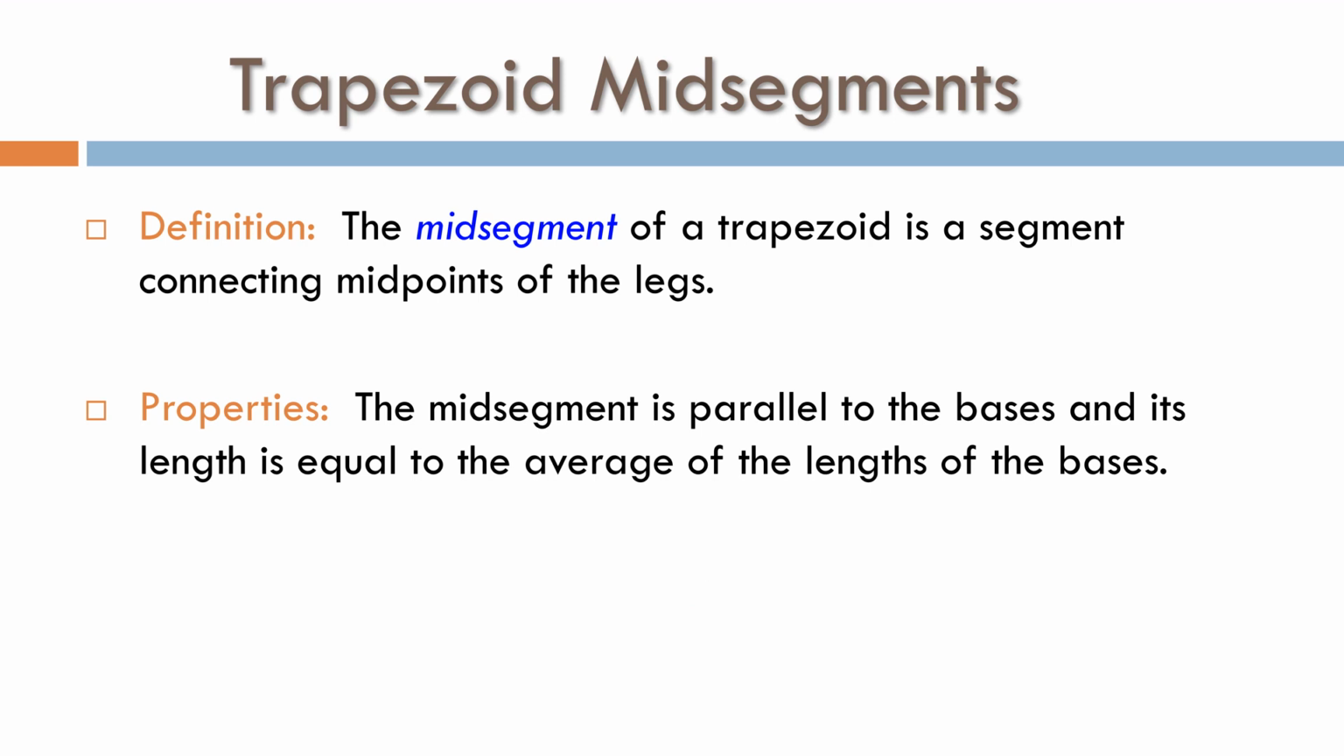So there we go. Number one is the definition of a mid-segment. It's the segment connecting the midpoints of the legs. And number two, it's the average length of the bases.